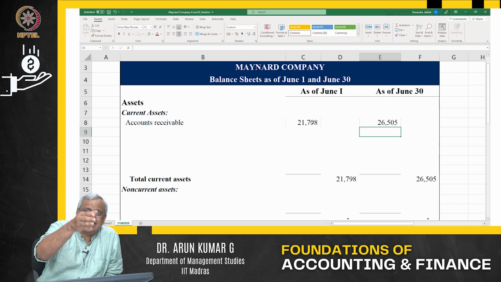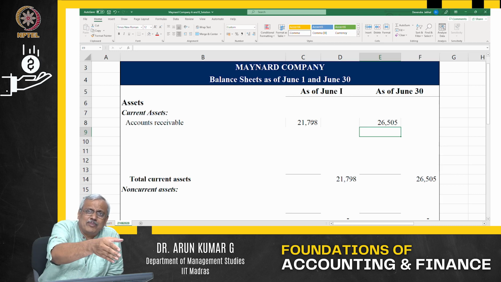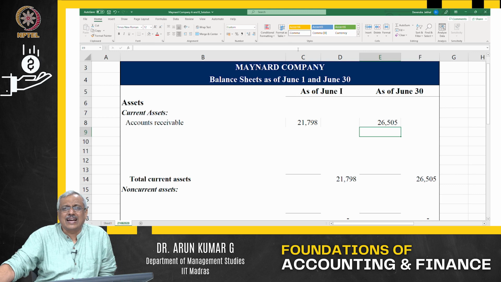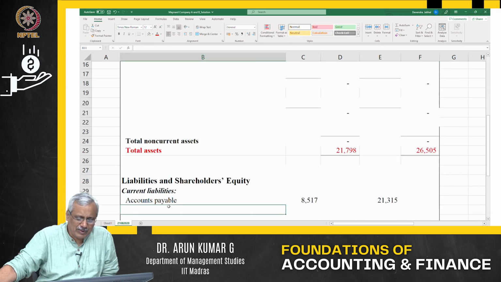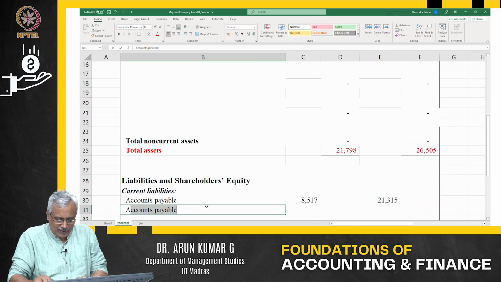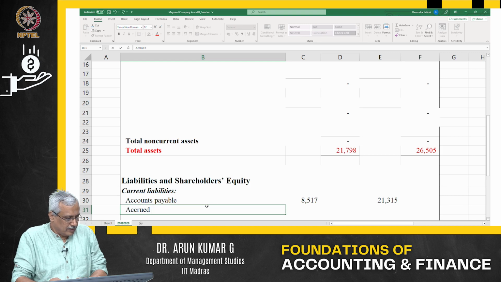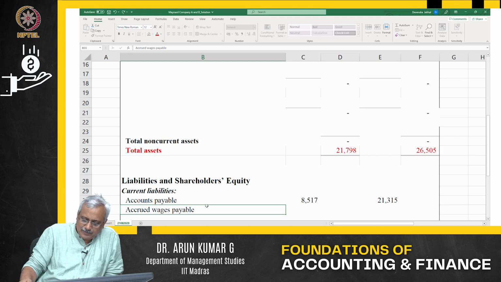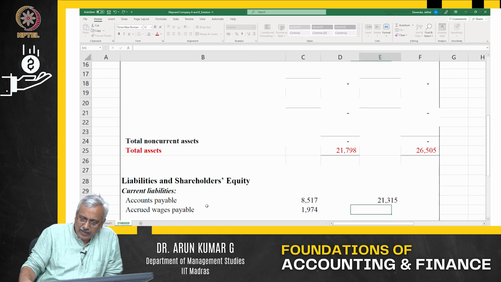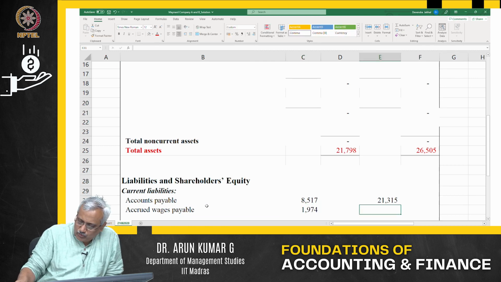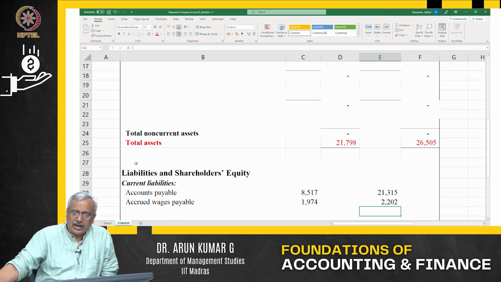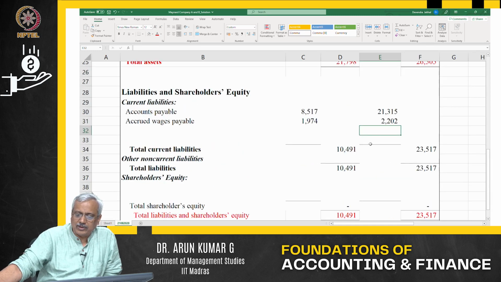Then what is it? It is a liability. What kind of liability? Normally, these are current liabilities. This will never be a long term liability. Accrued wages payable, that is 1974, and then the amount is 2202 out there, and this is the accrued wages payable. That it just gets totaled out there. That's all.